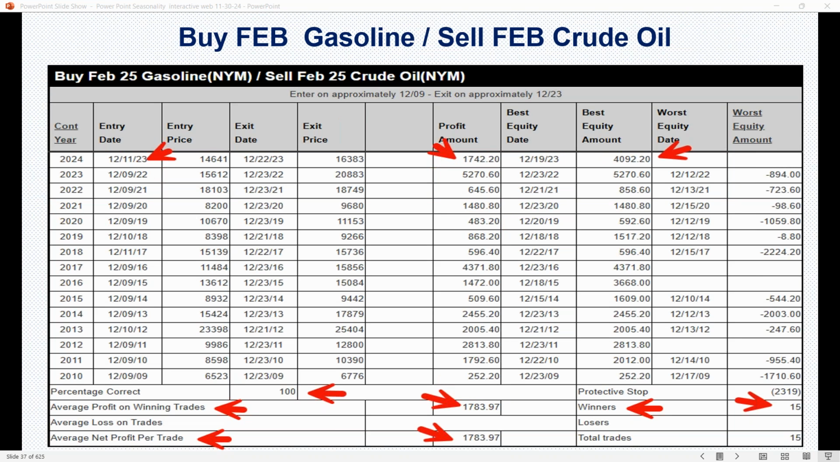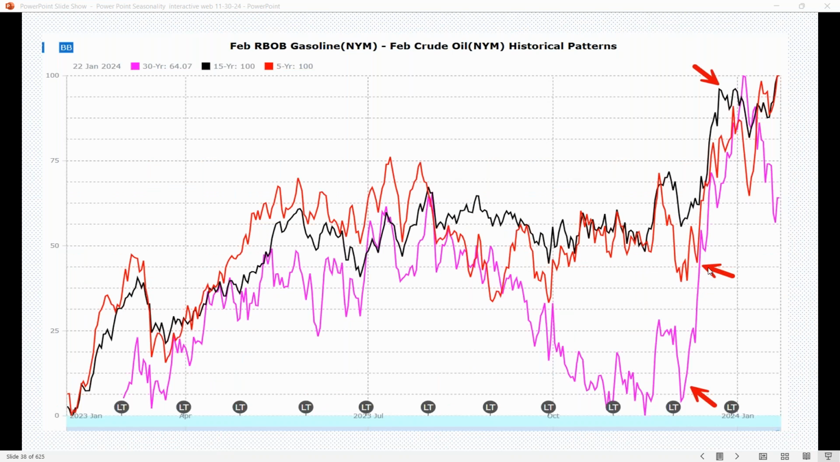So these are really great. If you like statistics, you're going to love this kind of stuff. And so here's just the trade, the chart, the pattern. This is gasoline long, crude short. You can see that seasonal pattern, very, very strong.